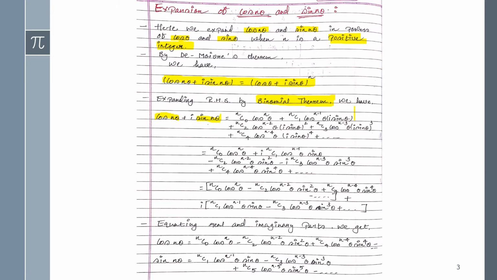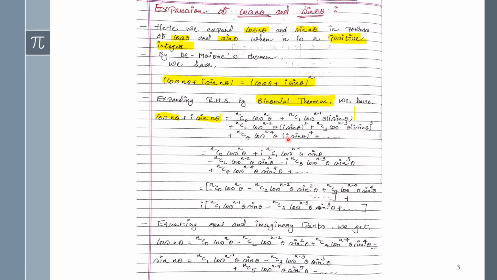Then after, for this term i square sin square theta, and i square means -1. So here I have written -1 and this whole term again as it is. Here this one is i cube, that is i square into i, and i square means -1. So minus i, and the rest of the term will be as it is, and so on.